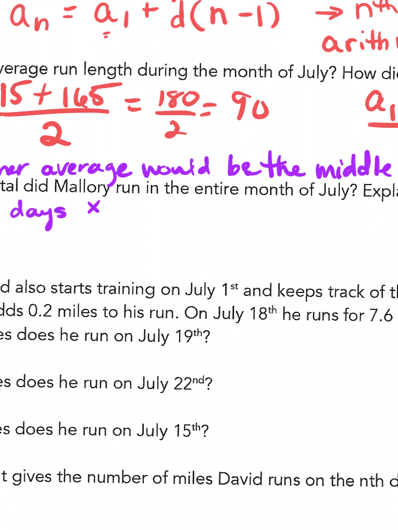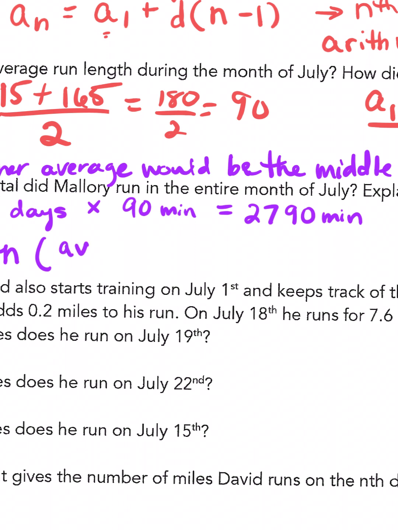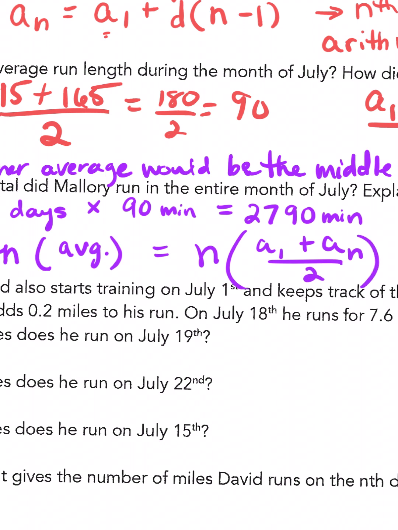Times, how much did she run each day, on average? 90? So how much did she run for the entire month? So what was our strategy? N times the average, which is N times what? The average was what? A sub 1 plus A sub n divided by 2. We now have a formula. Look at this. We're getting good work done here. Did you know you could do so much with arithmetic sequences?